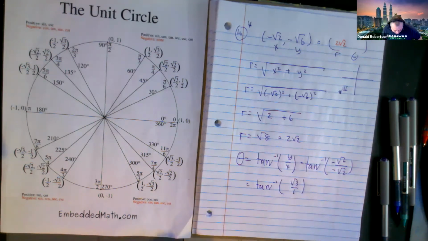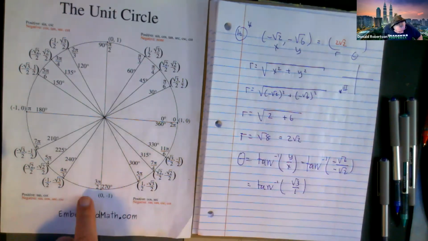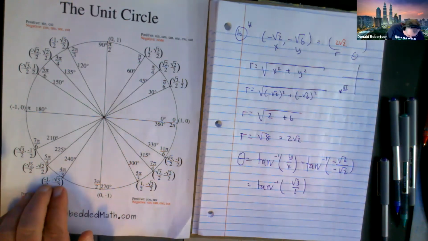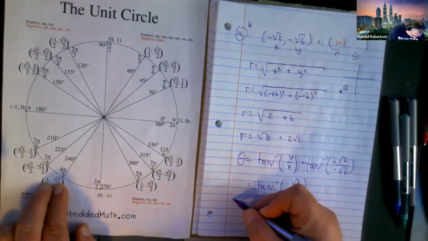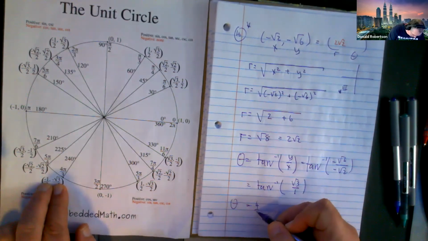So I am looking for a guy only in the third quadrant. And the top guy divided by the bottom guy should be √3. And that's exactly the one that works. So hopefully you chose 4/3 pi.